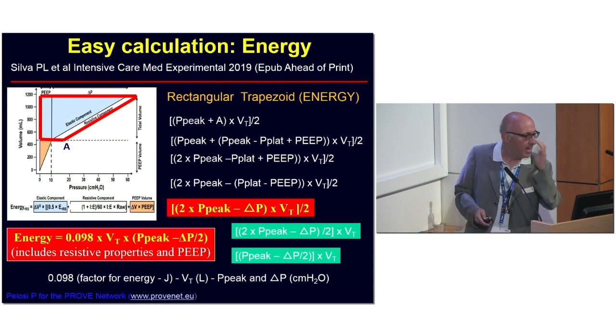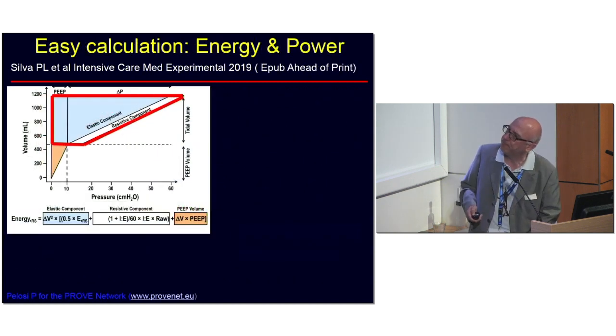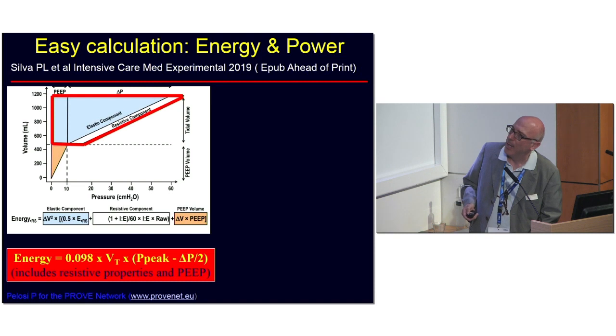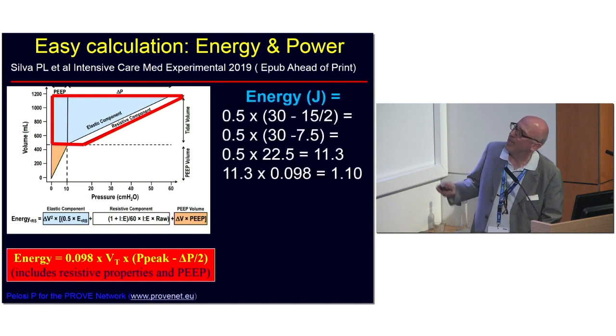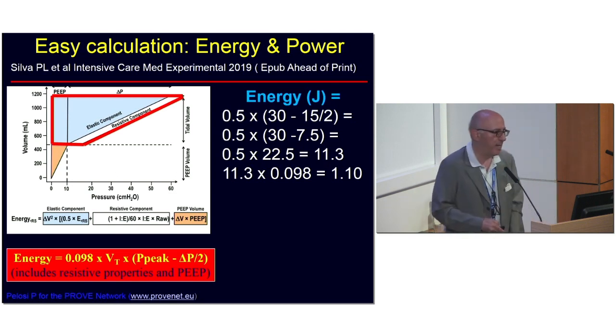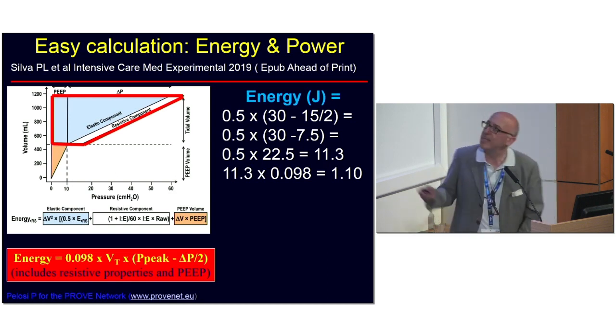In pressure control, the formula is a bit different, but the calculation is very similar. So, now we make some examples. We have a patient with a tidal volume of 0.5 liters, so 500, peak pressure 30, driving pressure 15. You can make the calculation, and it means that every breath has 1 joule per breath, okay? Why this number?